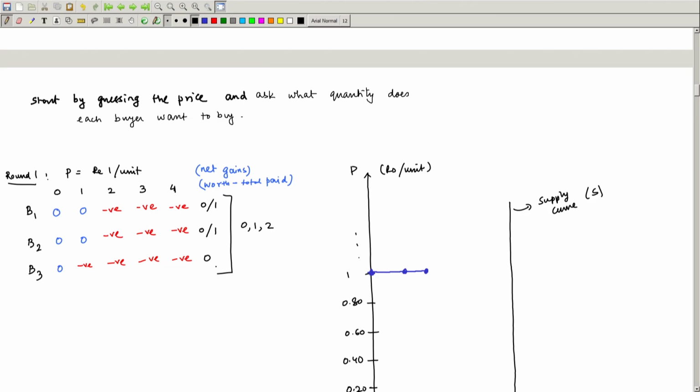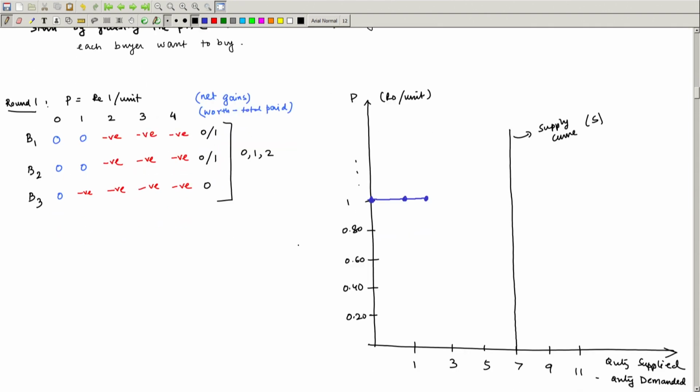So, the total quantity demanded can be either 0, where none of the buyers want to buy, or 1, where just one buyer wants to buy, buyer 1 or buyer 2, and buyer 3 does not want to buy, or a maximum of 2 units where buyer 1 and buyer 2 want to buy 1 unit and buyer 3 does not want to buy at all. I have captured that information on this picture and connected the 3 dots so that we can see it more clearly. So, that is the straight line that you see.